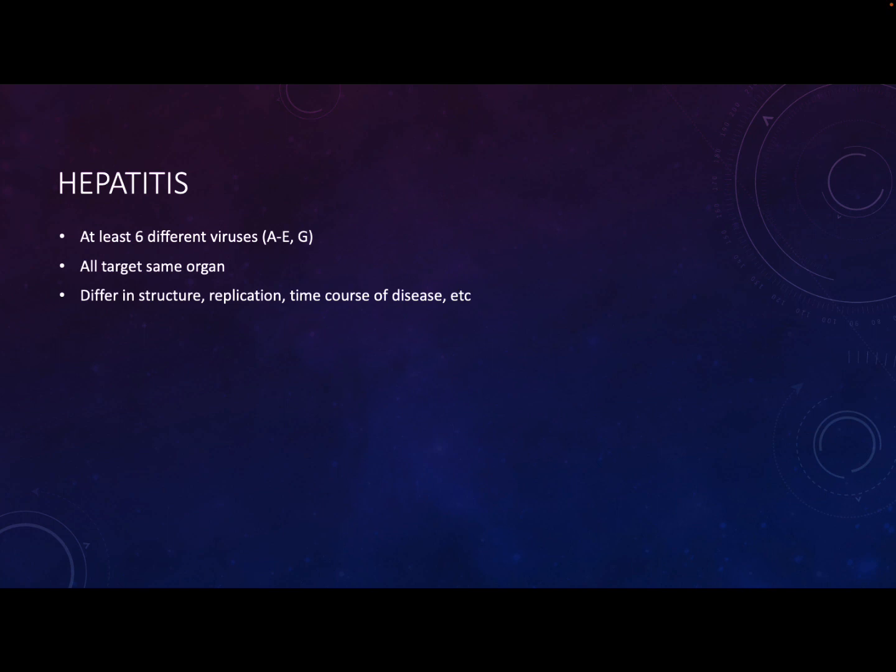is not a taxonomic classification. Hepatitis describes at least 6 different viruses that cause liver infection. So again, when I say it's not a taxonomic classification, these viruses are not genetically related to one another. Some of them are DNA-based, some of them are RNA-based. But they target the same organ, so they're classified together. They differ in structure, replication, time course of disease, etc.